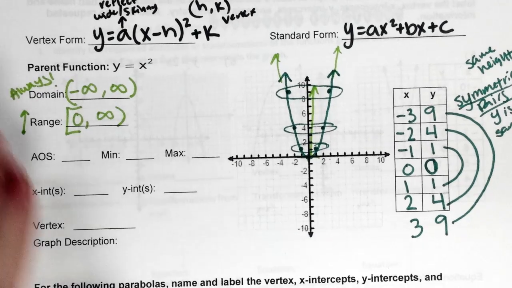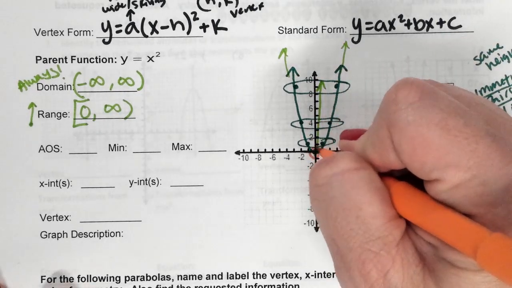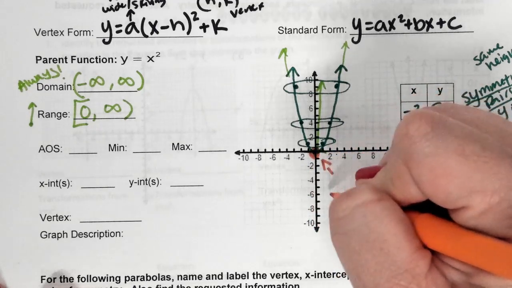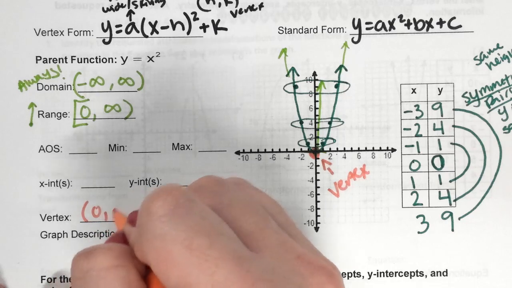Okay, we're going to kind of skip around over here. Now, the vertex. Do you remember your vertex is the point in the middle? It's always the point that doesn't have a symmetric pair. So that is my vertex. On your parent function, it's (0, 0).